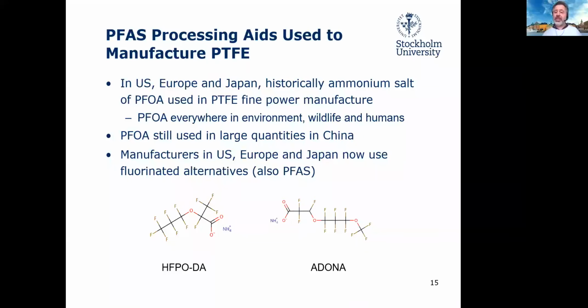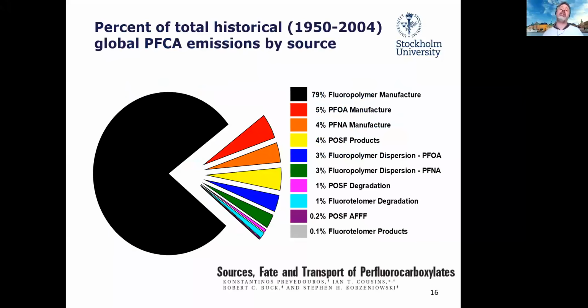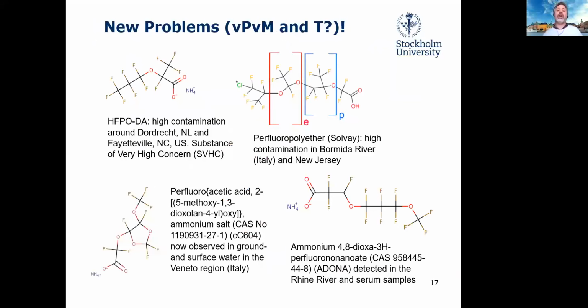But we also heard that manufacturers in the US, Europe, China and Japan have phased out the use of APFO, and are now using fluorinated alternatives like the ones here, which are also PFAS. And now we're starting to see problems with these. This is from a paper that we published in 2005 or 2006, showing that fluoropolymer manufacturing was the biggest source of PFOA and other PFCAs to the environment historically. So 80% of the PFOA in the global environment is from fluoropolymer manufacturing. And now we see new problems with all of these alternative processing aids.